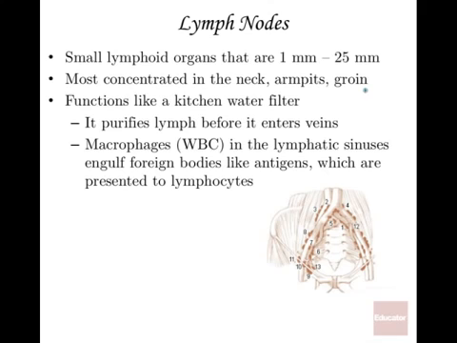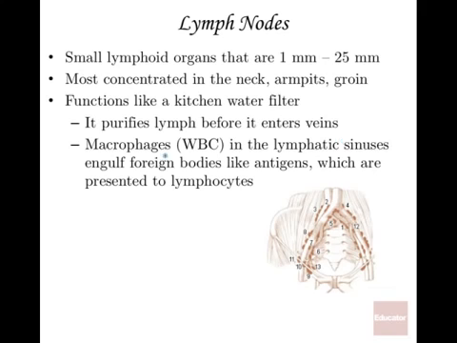They're also going to be located in the armpits and in the groin region. But they are scattered throughout. It's just they tend to be more concentrated in these regions. And the lymph nodes function like a kitchen water filter in terms of filtering out bad stuff before it ends up going back into the bloodstream. So it purifies the lymph, that fluid associated with the lymphatic system, before it enters into the veins.